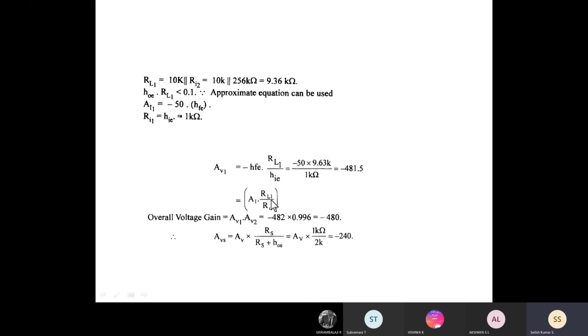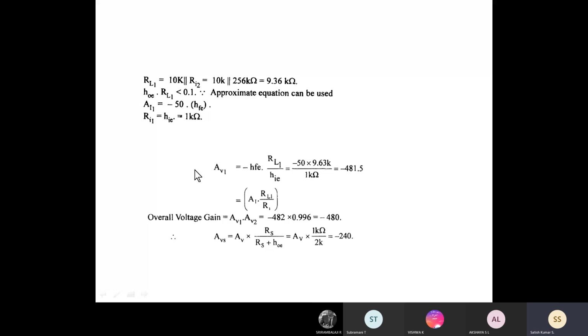Substitute and you will get some value. Or the given formula, that is minus HFE RL1 divided by HIE. What is HFE? That is 50 times that one. Here they mention minus 50 into HFE. Yes, minus 50 into HFE. That is the AI. AI is nothing but minus 50 into HFE, and RL1 divided by RI. Yes, minus 50 into HFE divided by 1 kilo ohm. RI is nothing but HIE, the H parameter input impedance. We will get the values in negative.